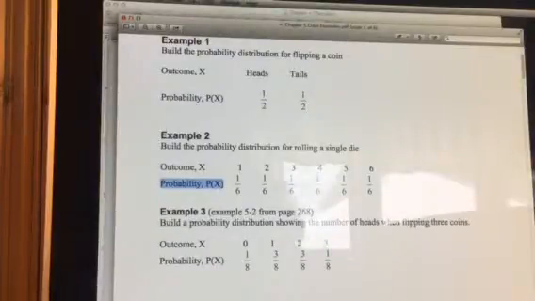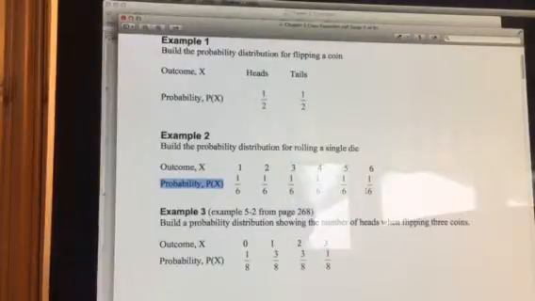The second and final row will be the probability, or the P of X, for each of those events. Now, if we think about the probability of rolling a 1 on a 6-sided die, classical probability, sample space, 6 things can happen. One of them is a 1. Run through that same logic for each of the other 5 opportunities, and you have your probability distribution.